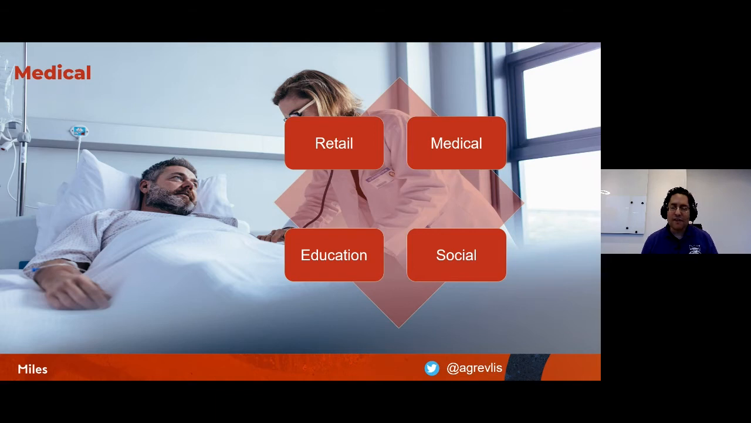Then we also have the medical field. In the medical field, you could use physiological-based measures to determine the patient's emotional state, and you would be able to reduce stress, among other things. The medical team would be able to respond much quicker to the needs of the patient.